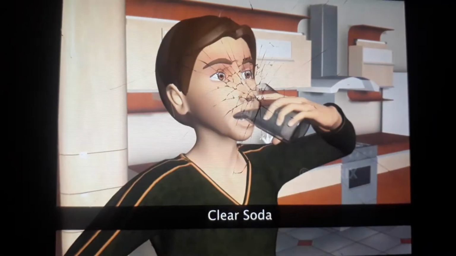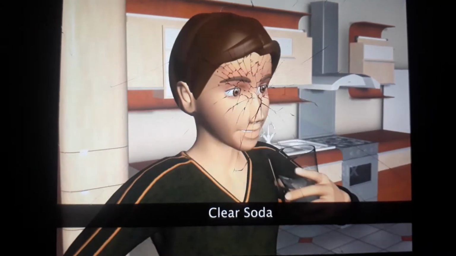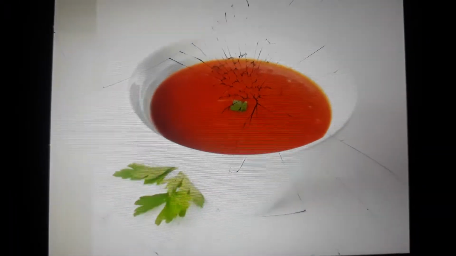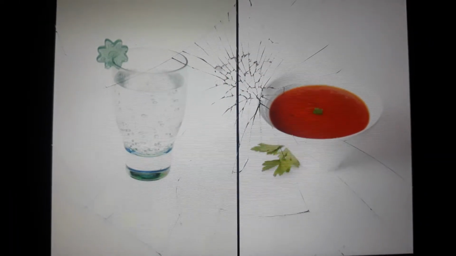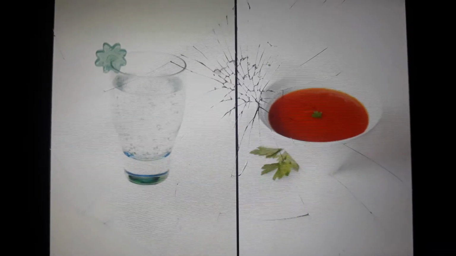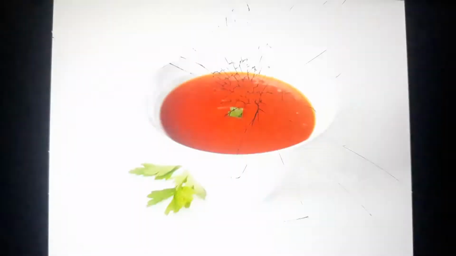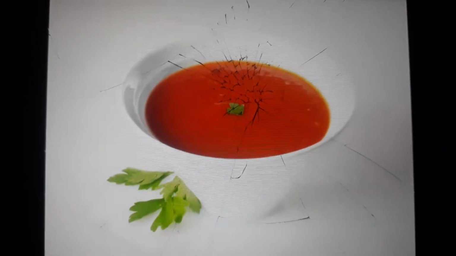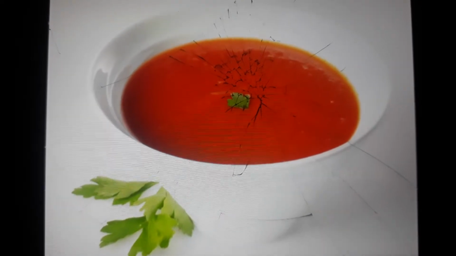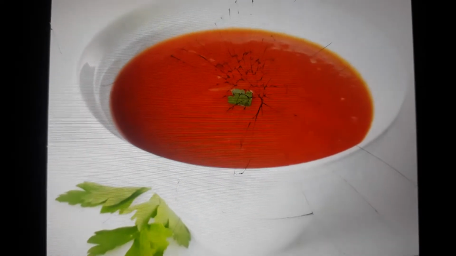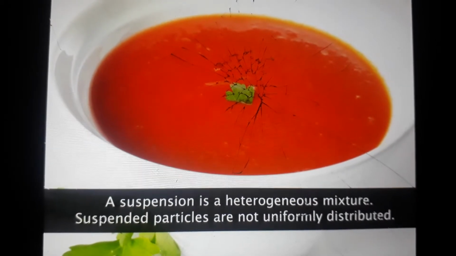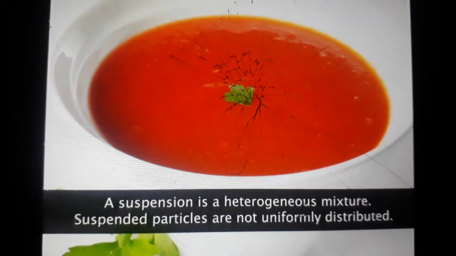The soda is a true solution. What about this soup? Tomato soup is not clear like soda. It is not homogeneous. We can see some solids dispersed in a liquid. The dispersed solids are big and are not soluble. As they are not uniformly distributed, this is a heterogeneous mixture.